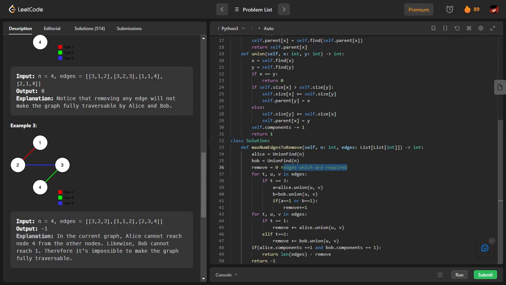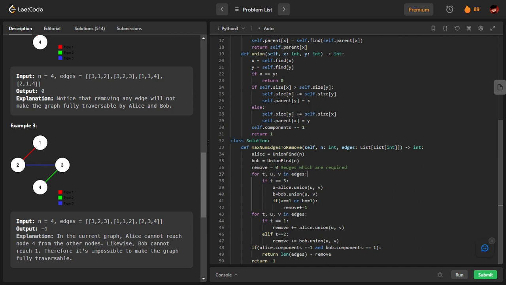Finally, we subtract from the total number of edges given to us the number of edges which are really required. This will give me the number of edges which are not required. I will repeat: we subtract the number of edges actually required, which are a must, because we cannot traverse the graph fully without them, from the number of edges given in the question. So this is going to be the remove integer.